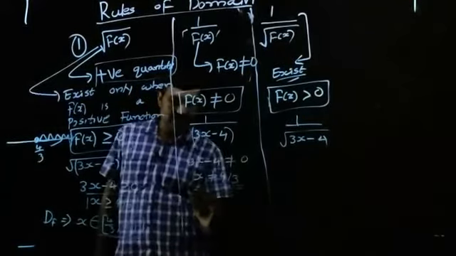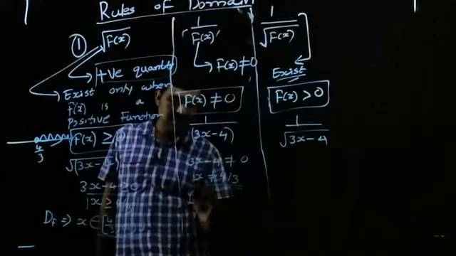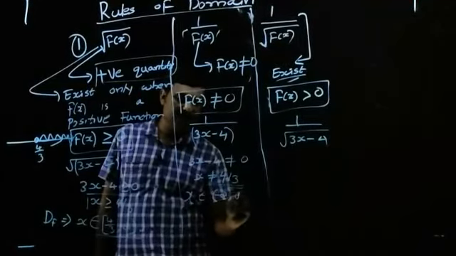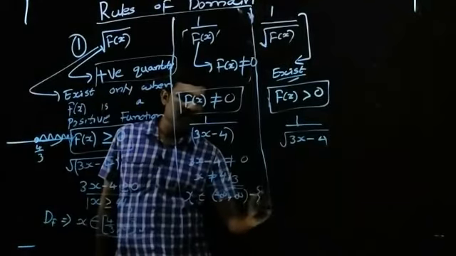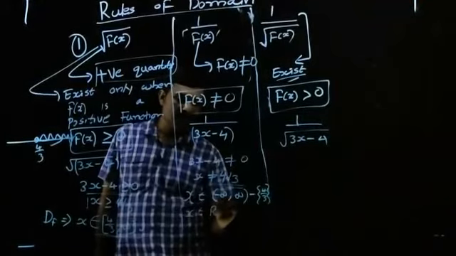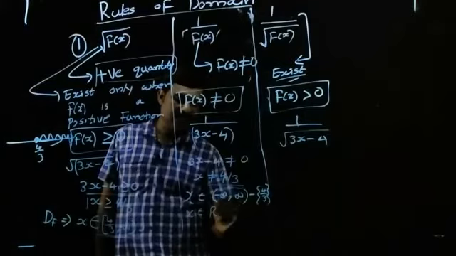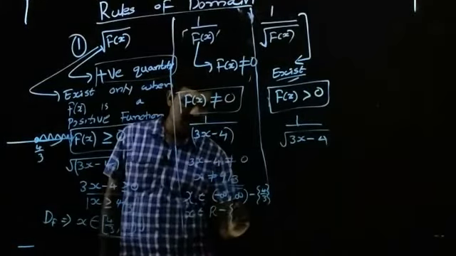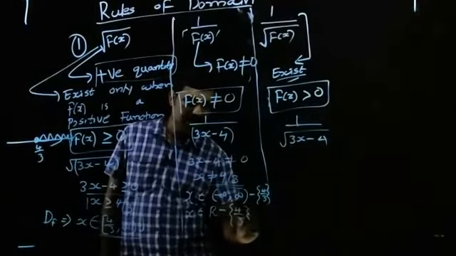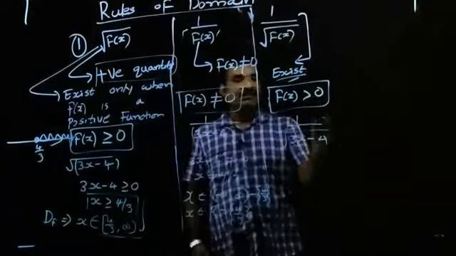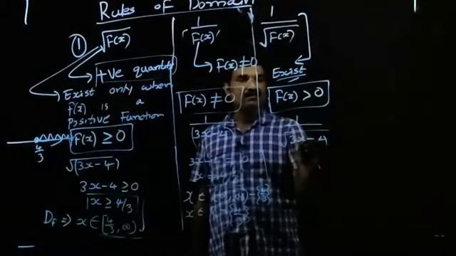So domain means the set of real numbers, that is x belongs to minus infinity to infinity, excluding the number 4 by 3. This is the domain. Or we can also say x belongs to R, where R means the open interval minus infinity to infinity, replaced by the set of real numbers, R minus 4 by 3. This is the domain. Now, the third case, we have 1 by square root of 3x minus 4.